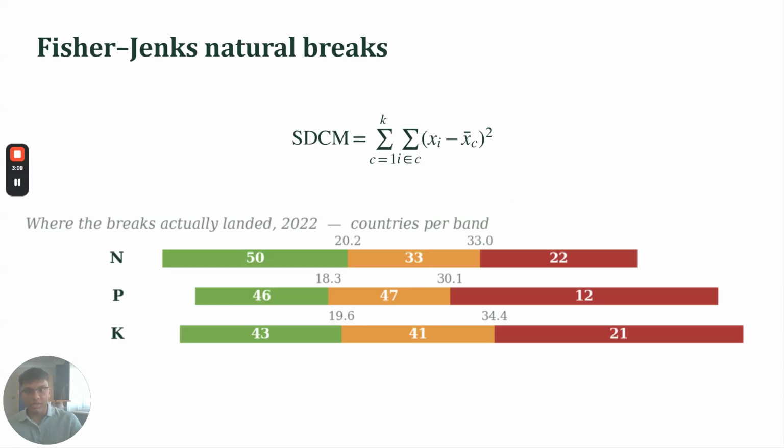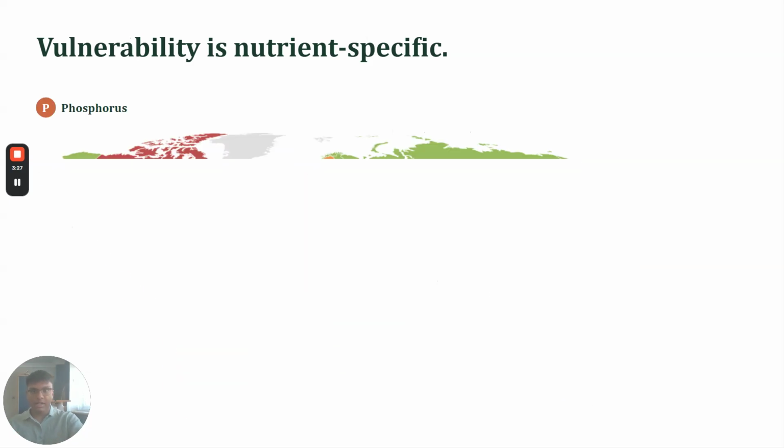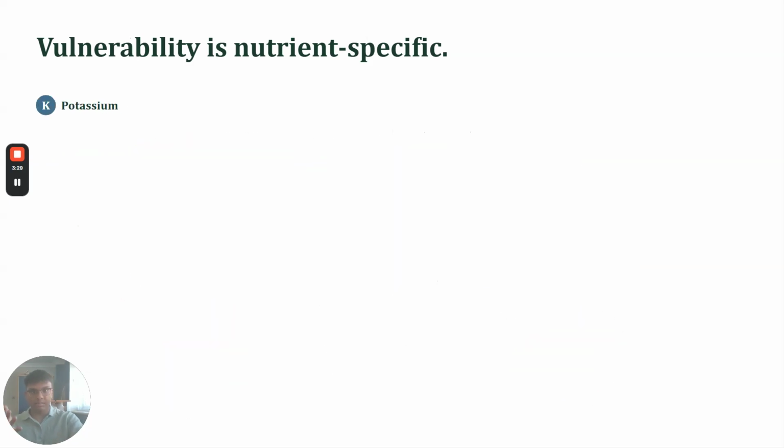To classify my scores into low, medium, and high vulnerability, I used the Jenks natural breaks method, which, as the name suggests, splits up the data into three natural breaks by minimizing the top formula's function. And here are the results. Same countries, same year, which is 2022, but three completely different pictures.